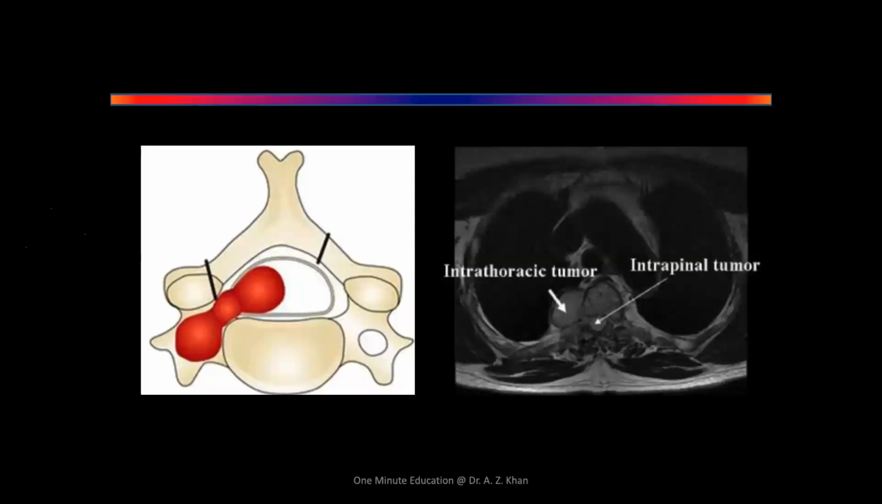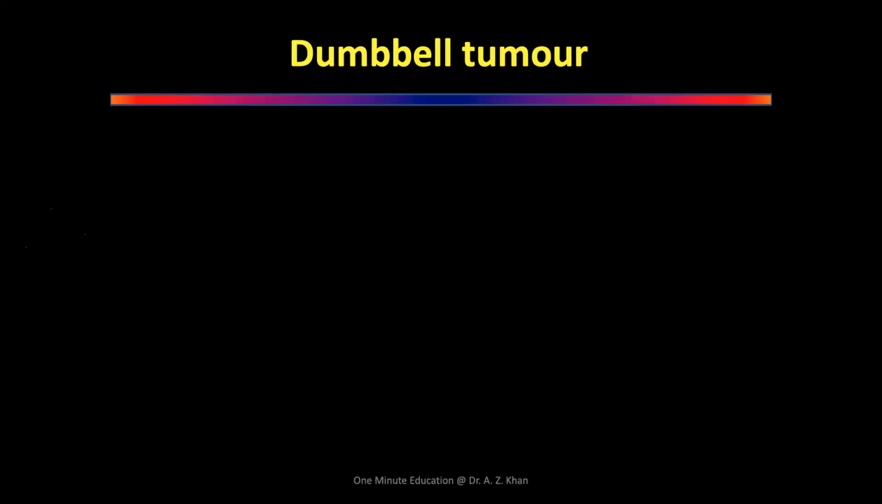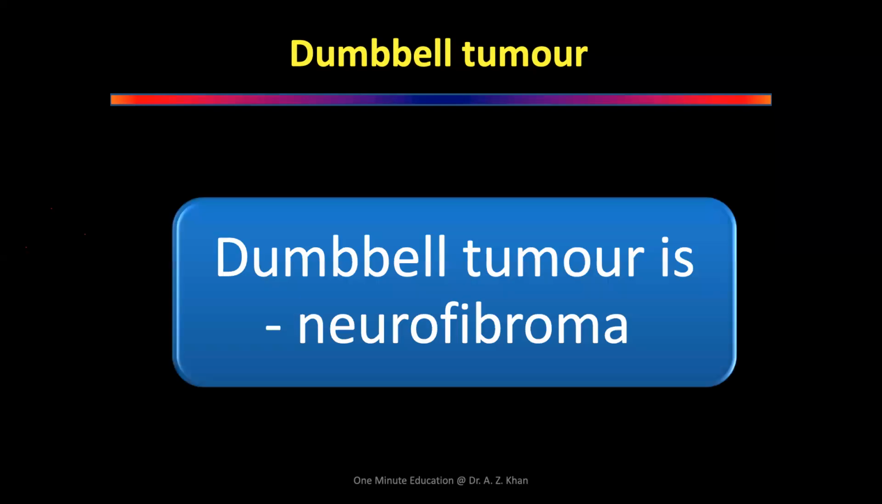Yes, sir. Okay, so this is a dumbbell tumor. What investigation was done? Was an MRI. Okay, usually done in the case of posterior mediastinal tumors, usually neurofibromas. So this is one of the few indications of use of MRI in thoracic surgery.